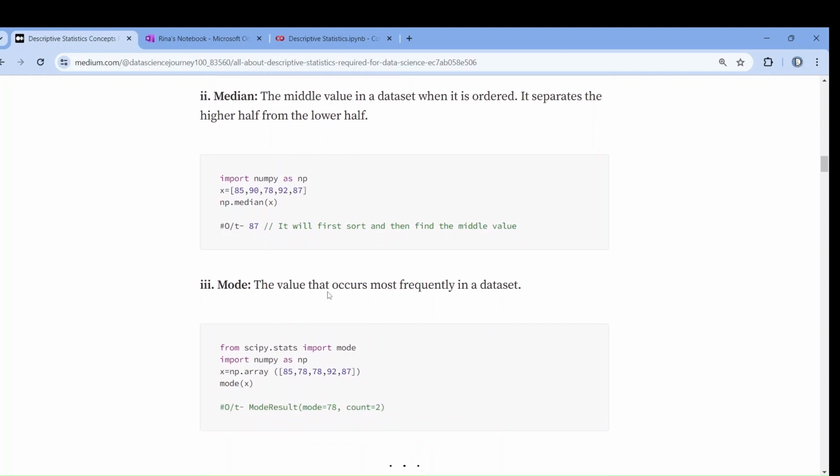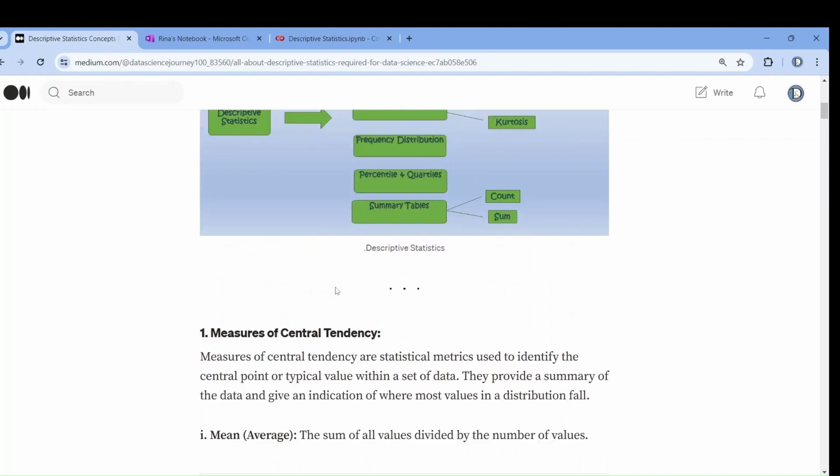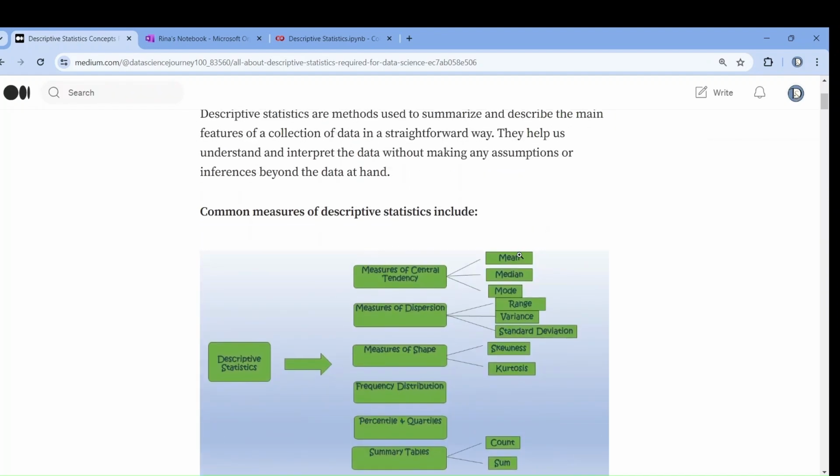Fine. Now mode means that value which occurs most frequently in the data set. Here see, 85 occurs once, 78 occurs twice, 92 once, 87 once. So what is the mode value here? 78. What is the count? Count equal to 2. So you can understand which data occurs most frequently in the data set. Okay. So we have completed the measures of central tendency: mean value, trimmed mean, weighted mean, median value, mode value.